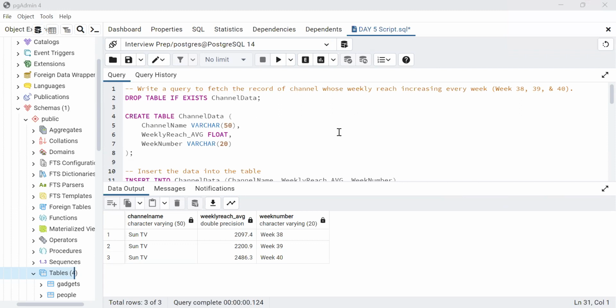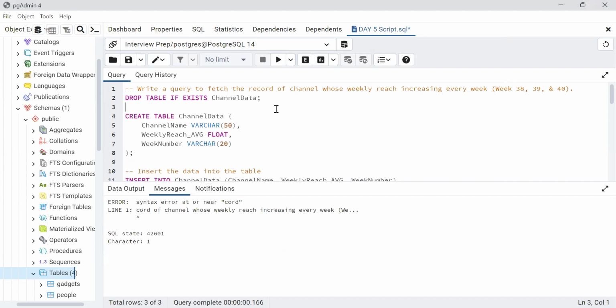Okay. So today we have to write a query to basically fetch the record of the name of a channel whose weekly reach is increasing every week. And currently the data that we have is week 38, week 39, and week 40.